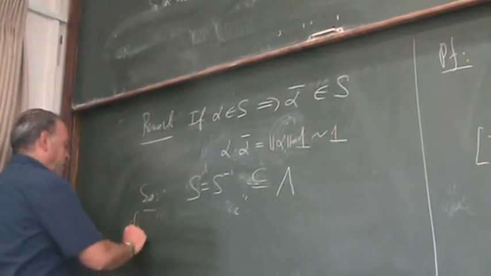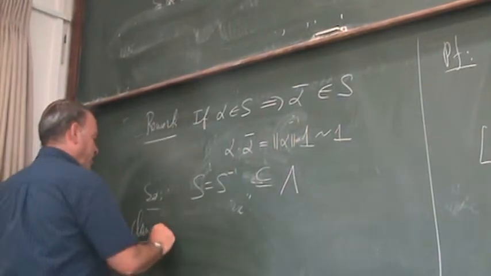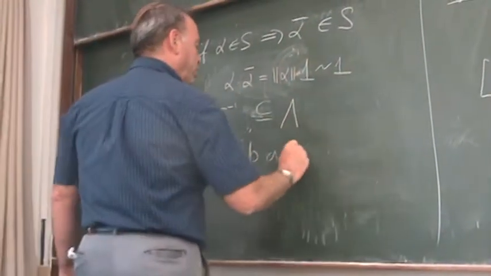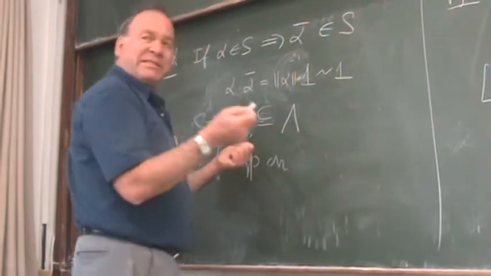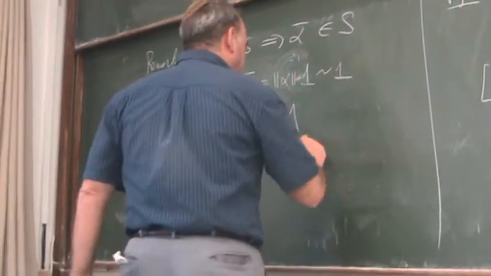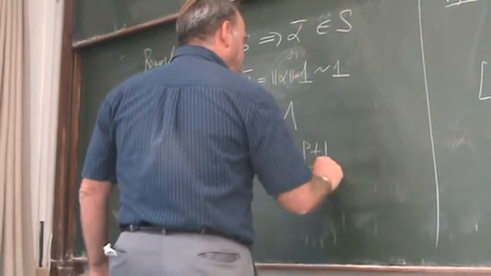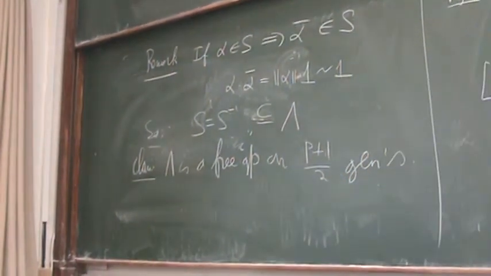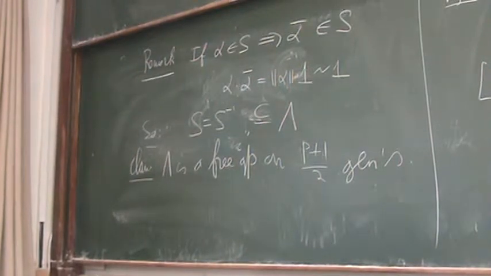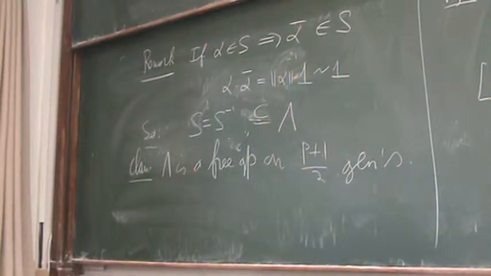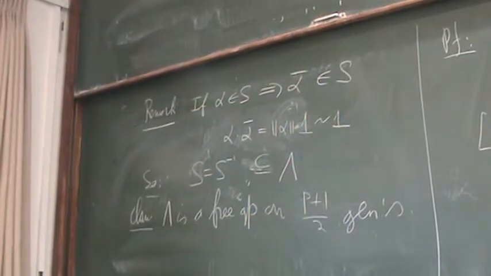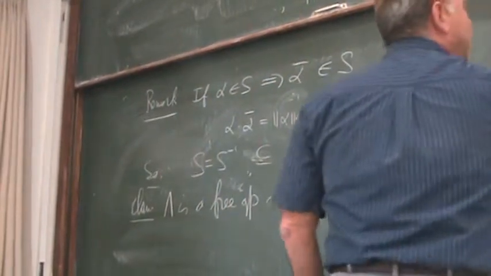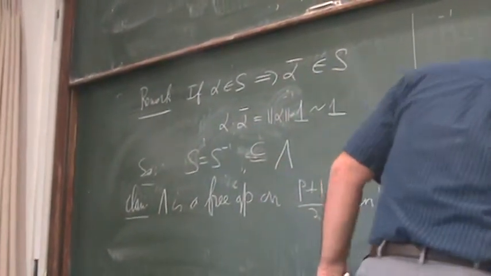And I claim now that lambda is a free group on S, where S is the set of generators. So it's a free group on (p+1)/2 generators. So the generators S, but these are the generators and their inverses, as a free group is a free group only on half of them. And this is basically the same proof, because there is also this uniqueness.